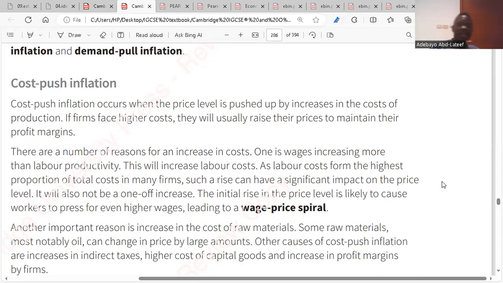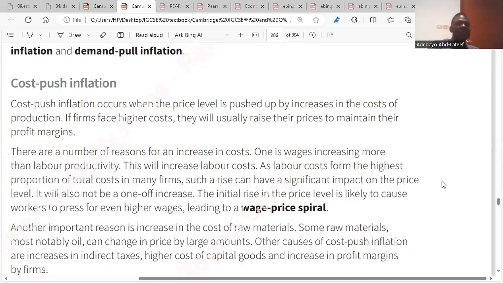So they are increasing price here based on the fact that cost has increased, and they wouldn't have any other choice than to push that cost to customers. Yes, so selling at a higher price. That's the point. So they said there are a number of reasons for an increase in cost.